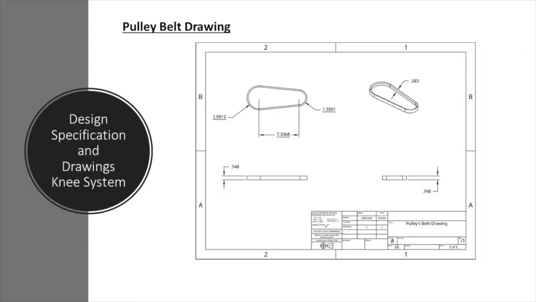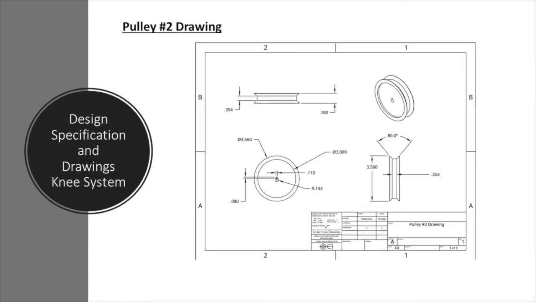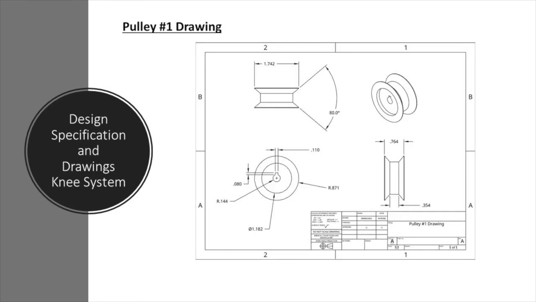Now we're going to talk about our design specifications and drawings of our systems, starting with the knee system. In our knee system, we're going to start with our pulley belt drawing, which you can see right here. Next, we can see the drawing of pulley 2, which is the bigger one, or the drive one. Here we can see the drawing of pulley 1 and its dimensions.